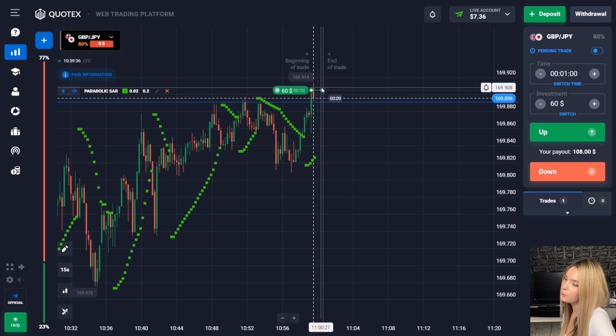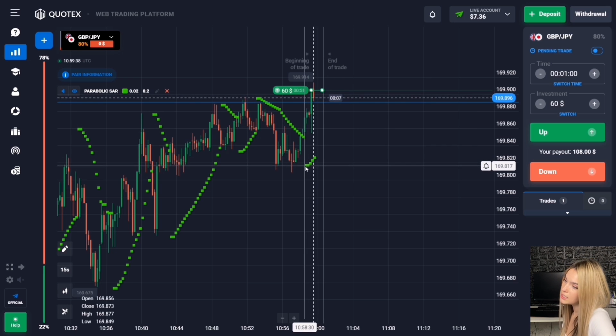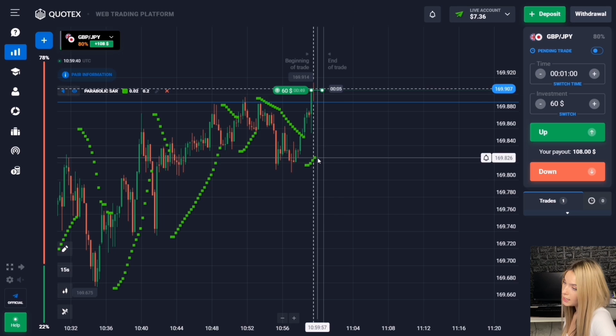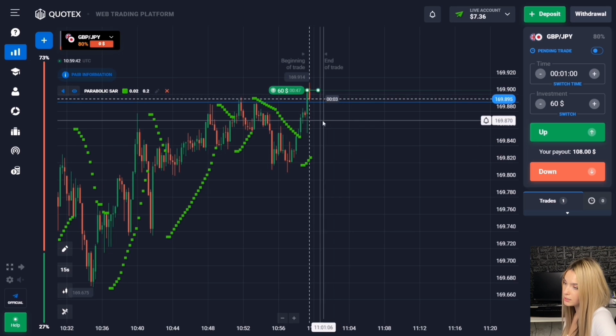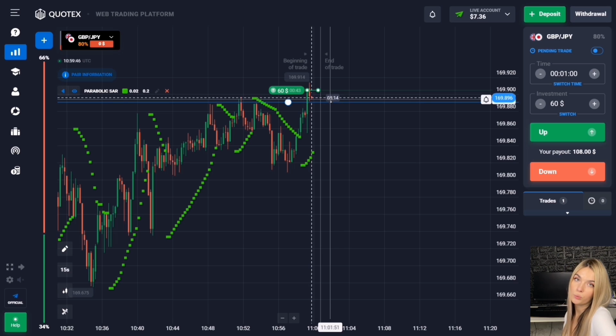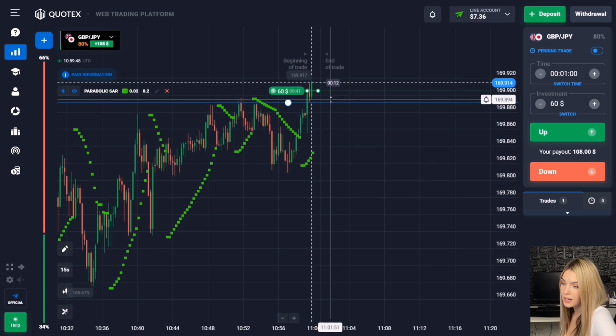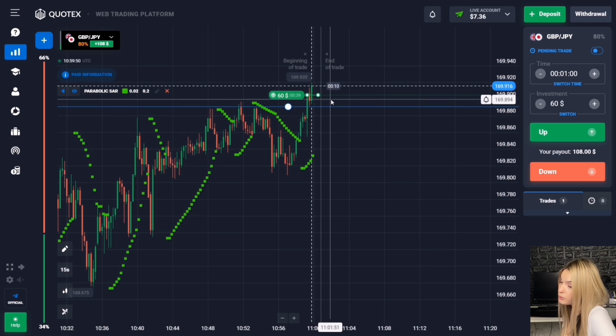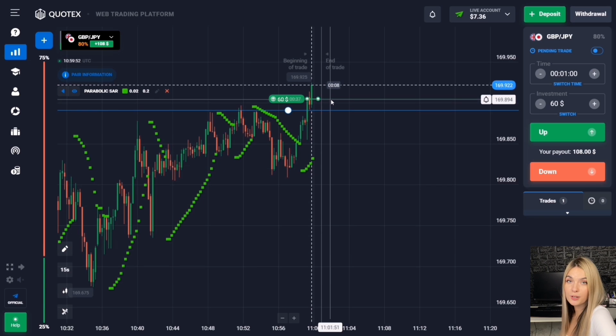I think that this level will be broken in the near future. The indicator also confirms our entry point, and several dots have already appeared. There is an obvious compression, and I think that in this situation, 1 minute will be quite enough here. The price starts moving quite confidently, and so guys, let's wait for the end of our deal.